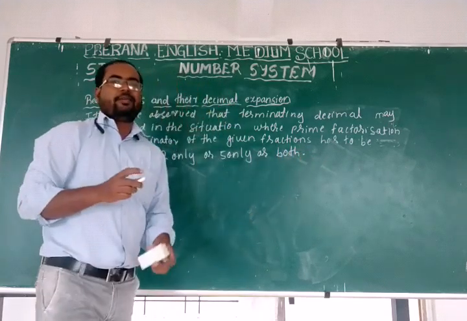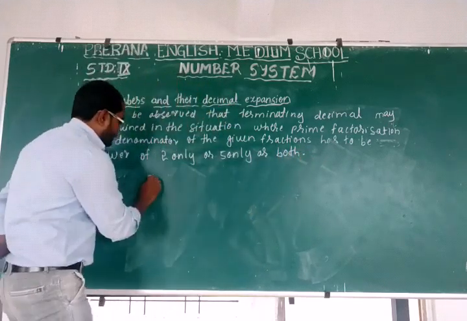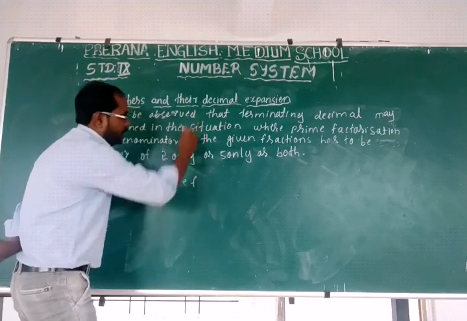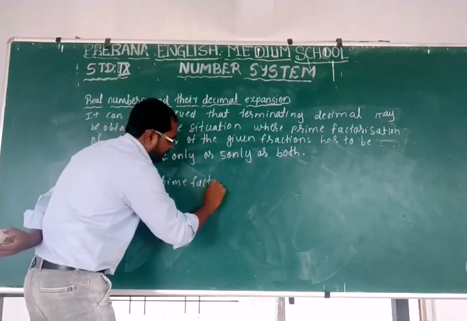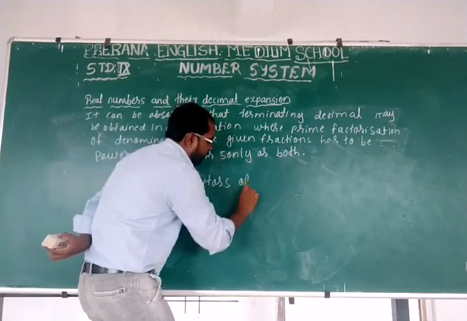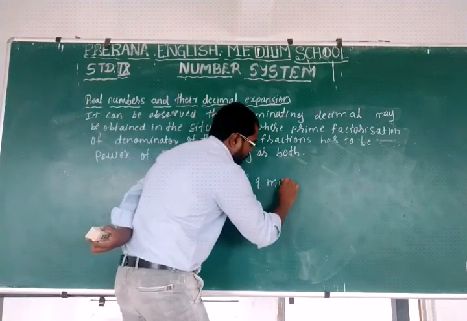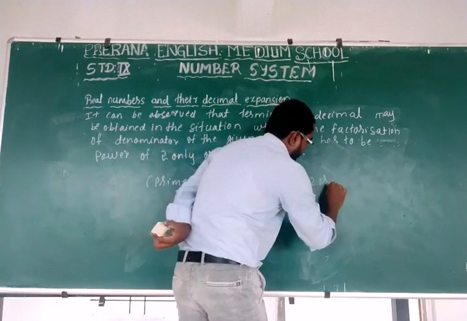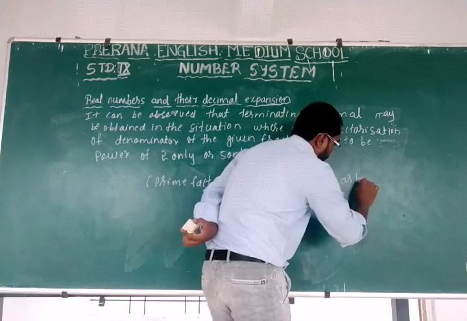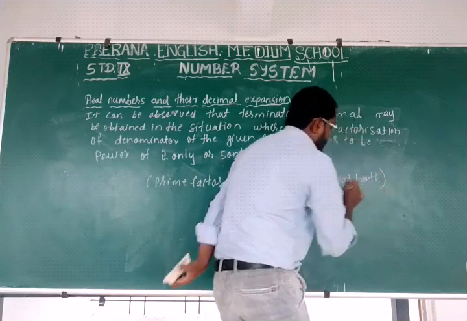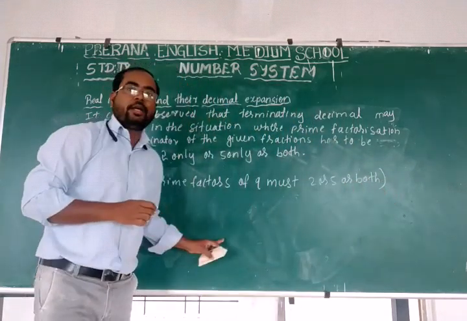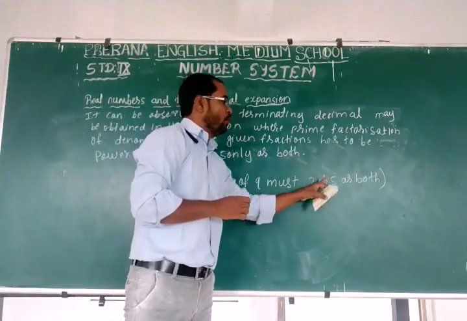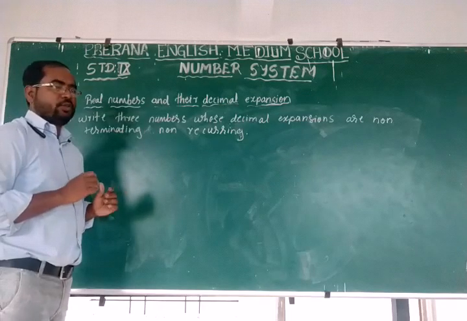That means, very simply, you write: prime factors of q must be 2 or 5 or both. Whatever number you take in the denominator, its prime factorization has to be 2 or 5 or both 2 and 5.